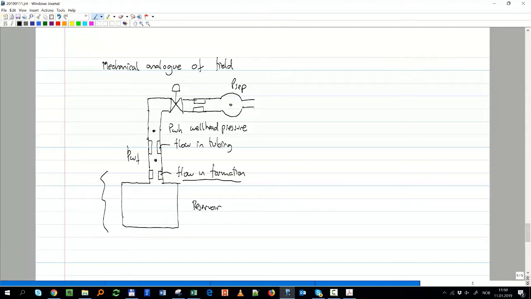So let's say I'm operating the field in plateau mode. What do you have to guarantee so that the field will be operating in plateau mode with this system? Here we're going to put a pressure gauge. We're going to be monitoring pressure.